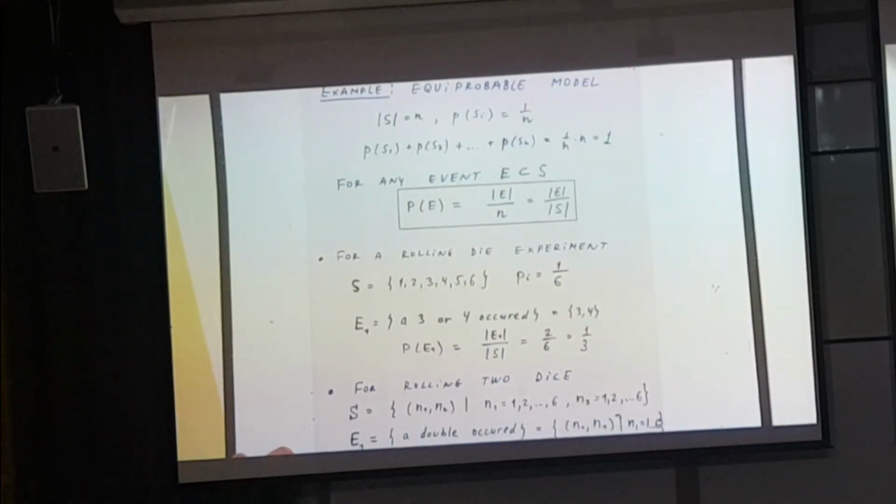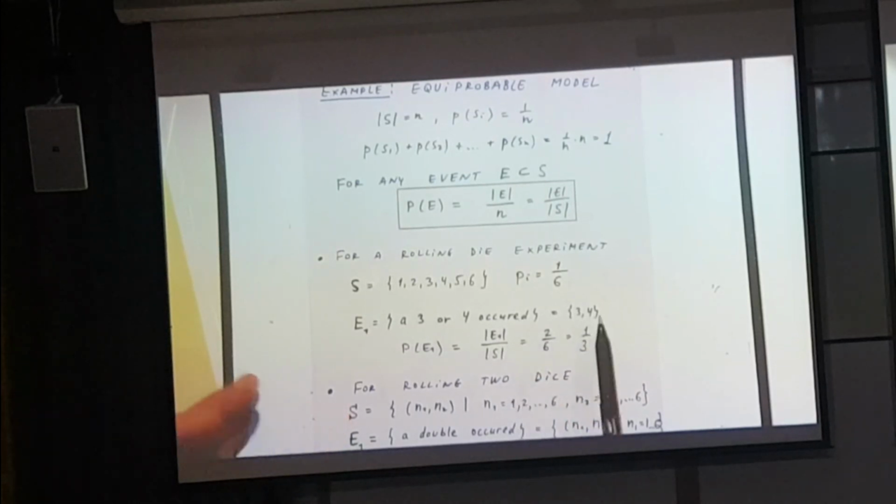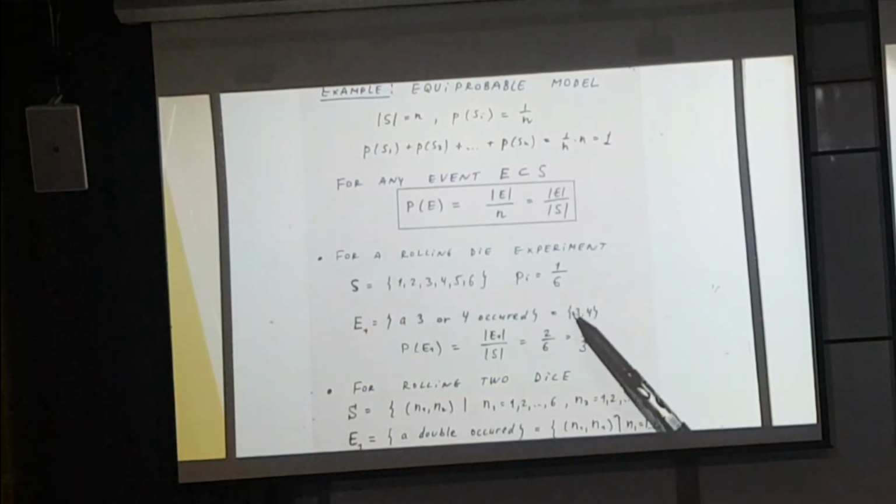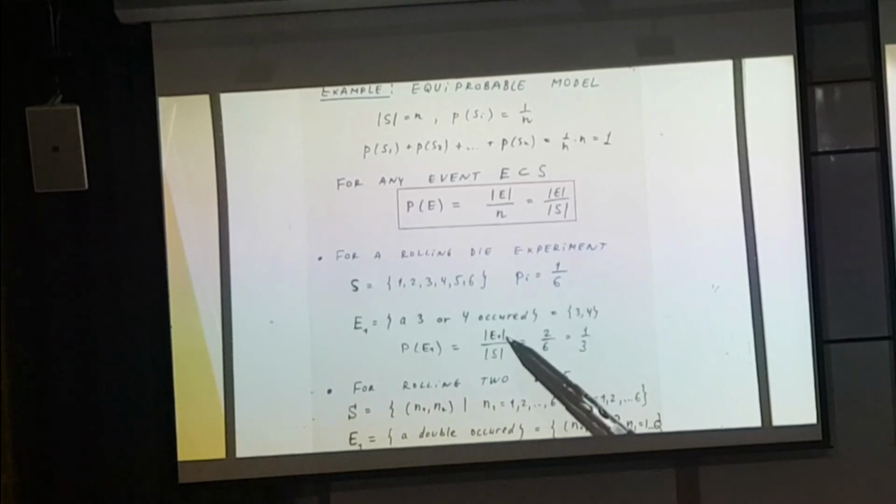For example, if your experiment consists in rolling a die once, then we have 6 points in the sample space, and in the equiprobable model, we assign probability of 1/6 to each point in the sample space. And then say if your event consists of all outcomes for which 3 or 4 occurred, that involves 2 points, 3 and 4, then your probability is 2 divided by 6, right? The number of elements in your subset, in your event, divided by the total number of elements. So 2 out of 6 is 1/3.